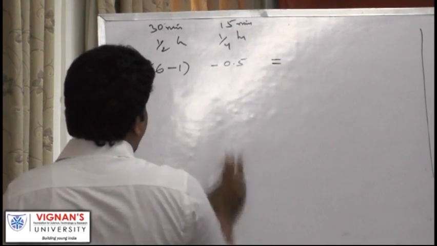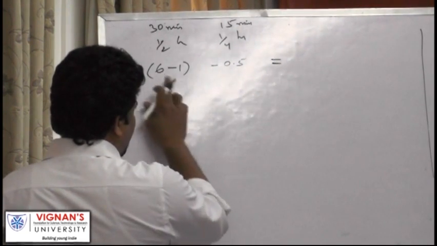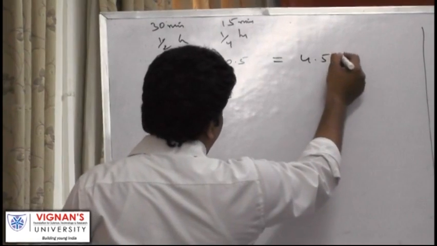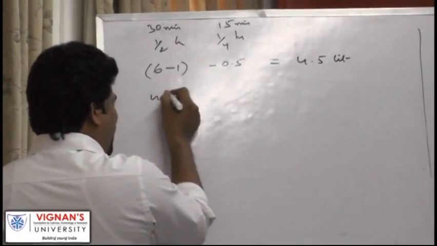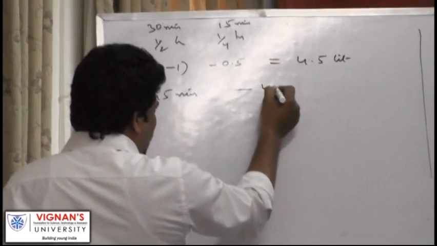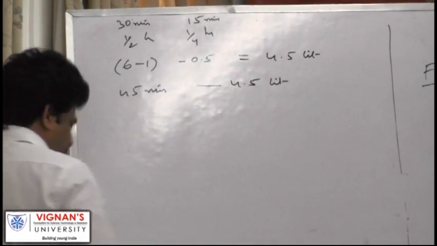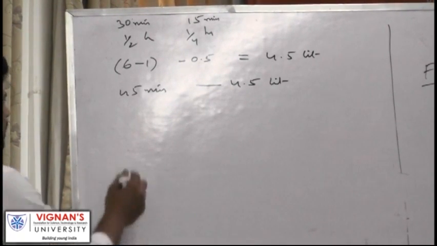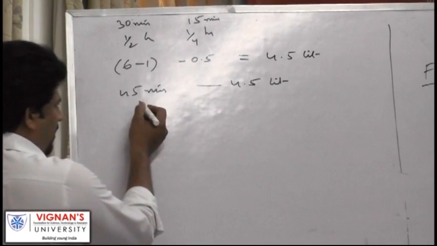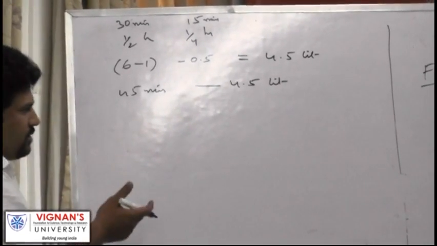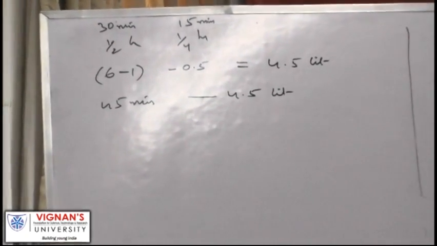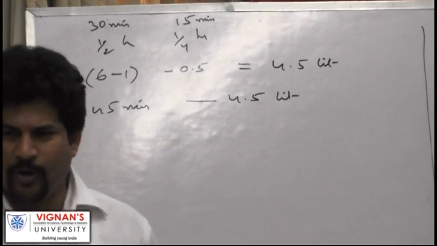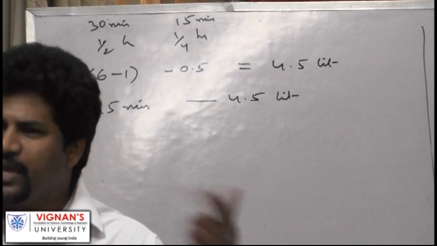So what is net effect here? Net effect, 6 minus 1, 5. 5 minus half, 4.5 liters. 45 minutes if you take as a cycle, 4.5 liters filled. Now I am taking this 45 minutes as one cycle. In one cycle, the amount of water filled is 4.5 liters. I am taking 6 such cycles.